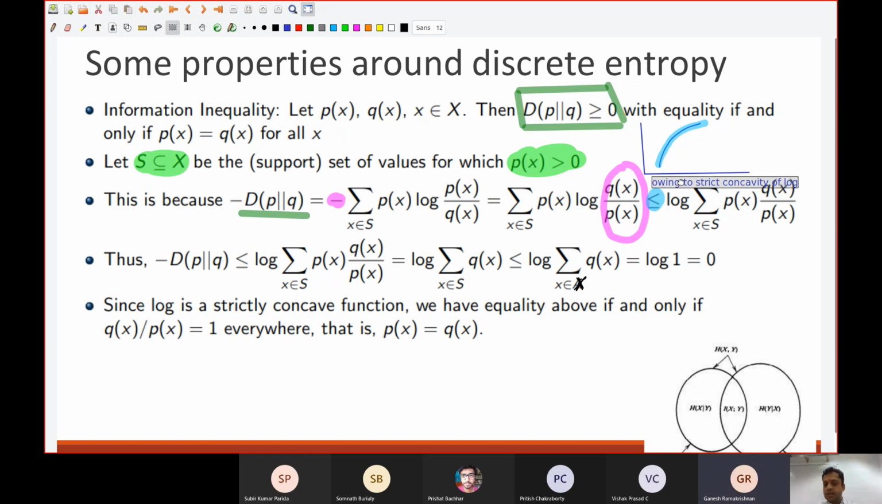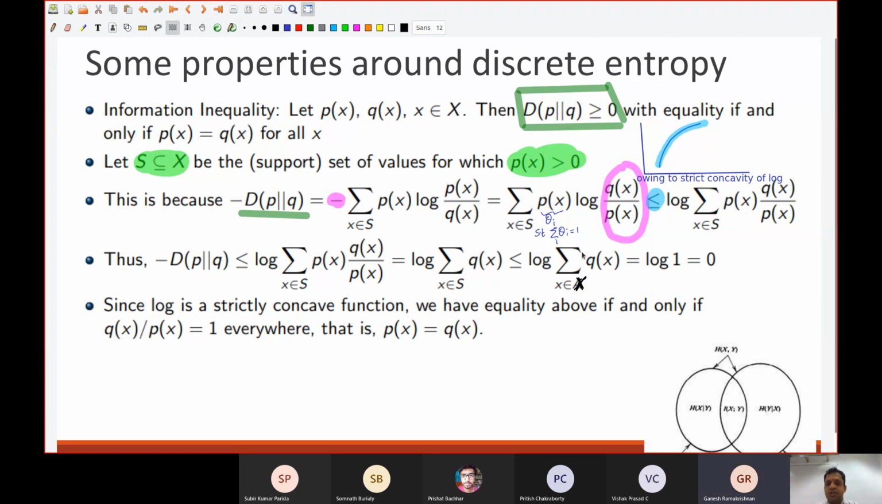Okay. So what is the strict concavity of log doing? It's saying that this Px sitting outside is a convex combination. So think of these as the alpha, the theta i's, such that the theta i's sum to 1. So I'm just taking advantage of this property.